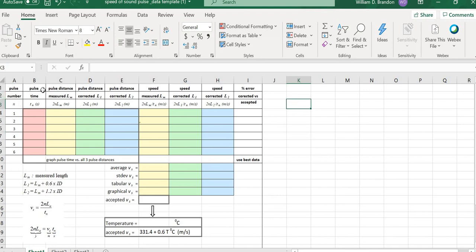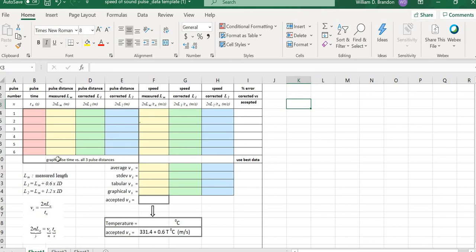Notice I've got everything labeled nicely, like pulse number. That would be like the first pulse, the second pulse, the third pulse. Pulse time with units, and then notice I've got 2NLM, 2NL1, 2NL2. What does that mean? Well, LM is the measured length of the pipe. We'll write that down. I recorded it.